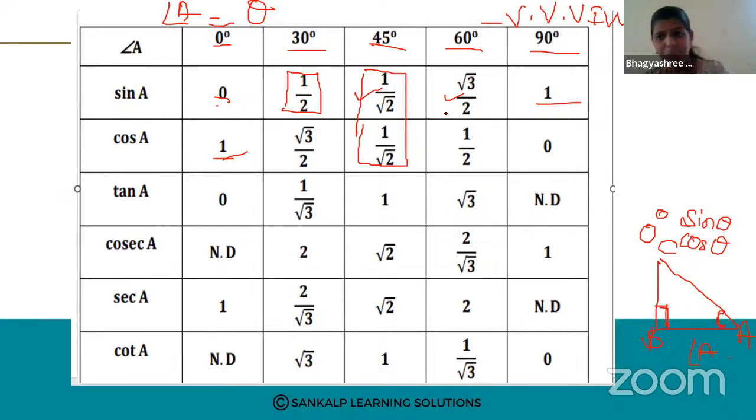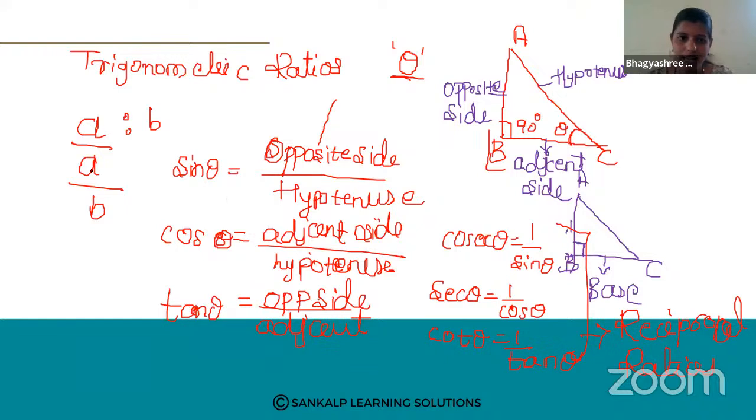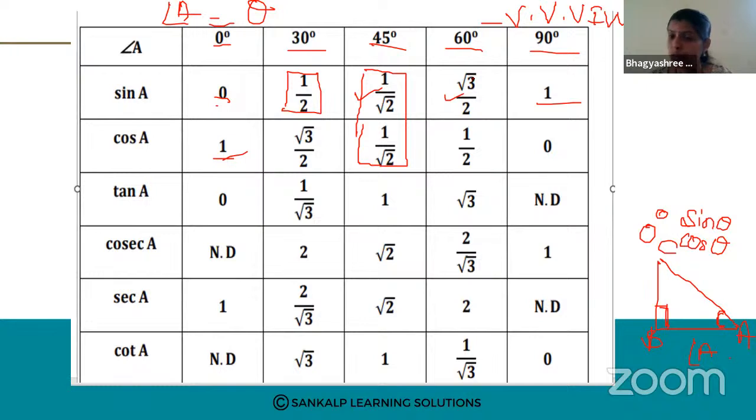For 60 degree, sine divided by cos. Tan means sine divided by cos. So always remember, tan theta means sine theta divided by cos theta. Here, root 3 divided by 2 and 1 divided by 2. So 2 will get cancelled. Only root 3 divided by 1 remains. Root 3 divided by 1 means it is root 3 only. Sine 90 is 1 and cos 90 is 0. So 1 divided by 0 means it is not defined. ND means not defined. Okay.